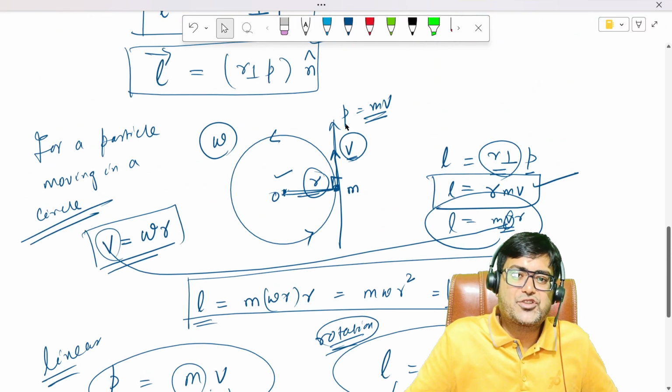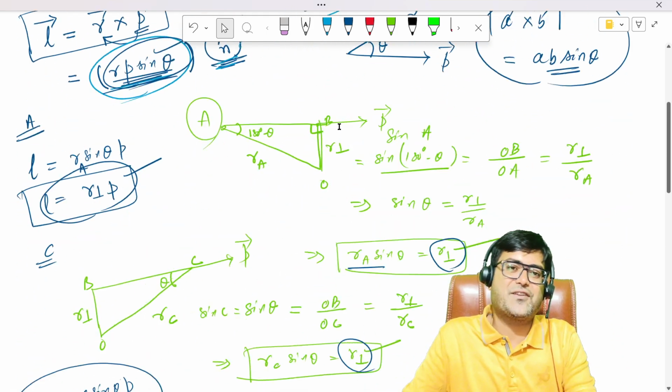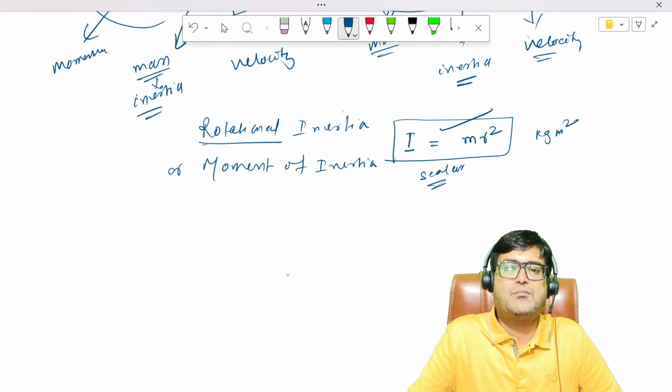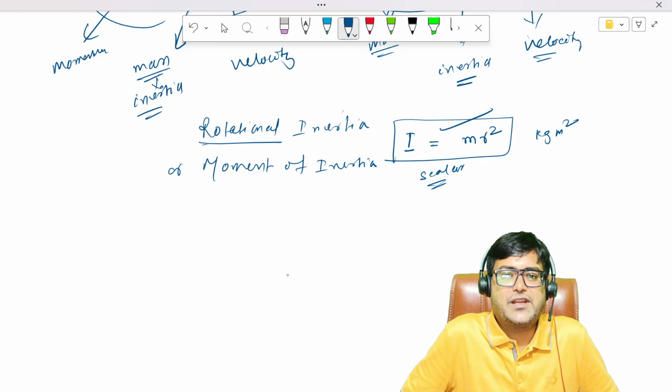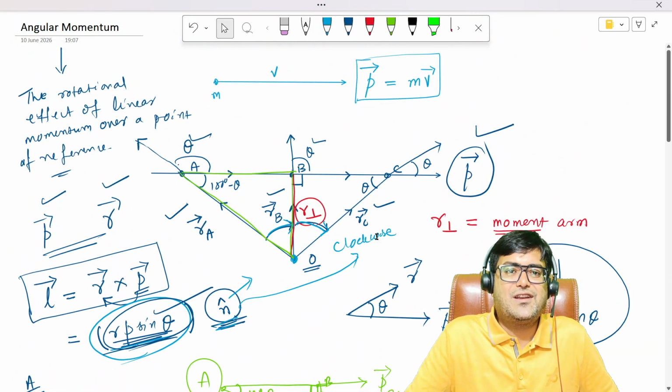Now, have you understood the concept of angular momentum? And with the help of the concept of angular momentum, we have introduced the concept of moment of inertia, right? I think that will be all for this session.